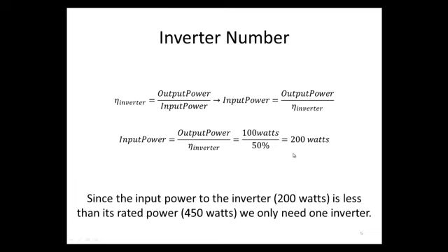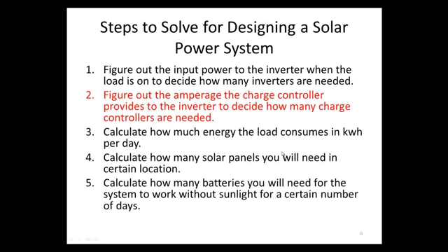So we know that the maximum power rating of the inverter was 450 watts, and since the power that we're supplying to it is 200 watts, we only need 1 inverter. Now, if we got greater than 450 watts, we would need more than 1 inverter. Okay, so that's step 1.